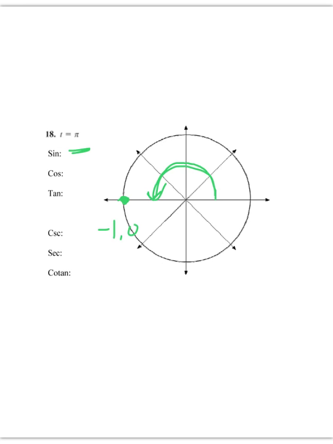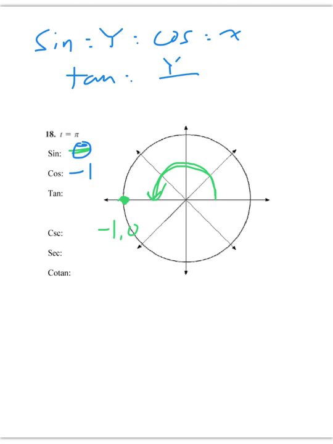Sine, of course, now is equal to the y, which is 0. Cosine is equal to x, which is negative 1. Notice when I do not have a triangle, I must use the fact that sine is equal to y. Cosine is equal to x. And tan is equal to y over x. So sine is equal to y, 0. Cosine is equal to x, negative 1. Tan is equal to y over x, which is 0 over neg 1, which equals 0.